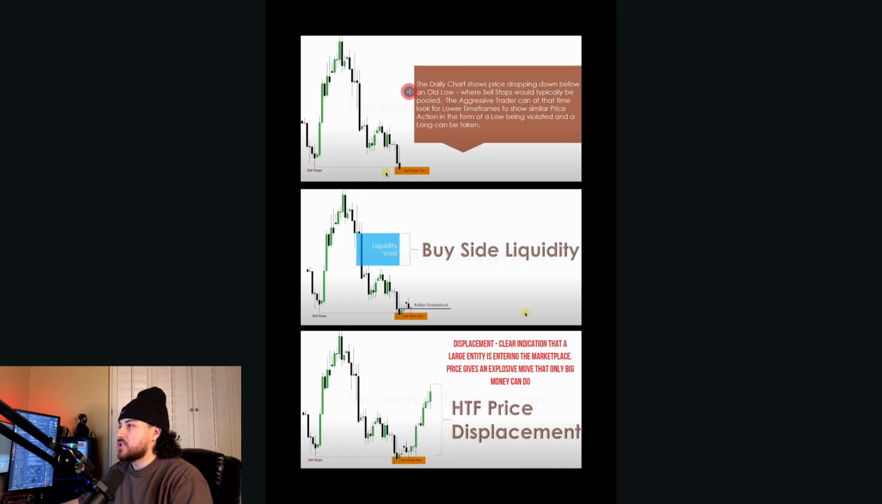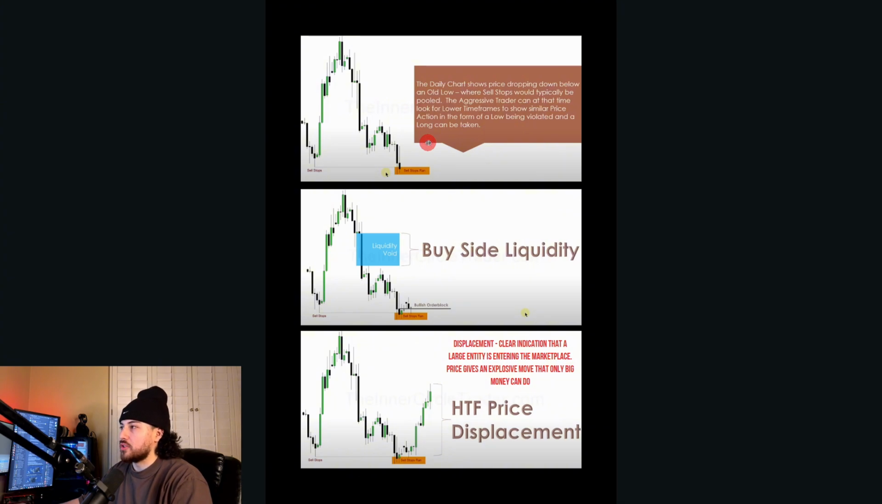So this daily chart shows price dropping below an old low, where sell stops would typically be pulled. The aggressive trader can at that time look for lower time frames to show similar price action in the form of a low being violated, and a long can be taken. So here what he is showing is that underneath this low, if you understand that there are sell stops resting underneath here, then once price runs these sell stops, most likely you can anticipate a reversal to the upside.